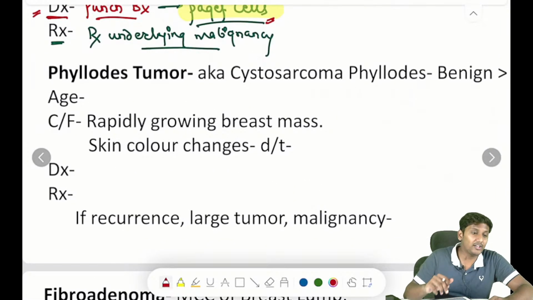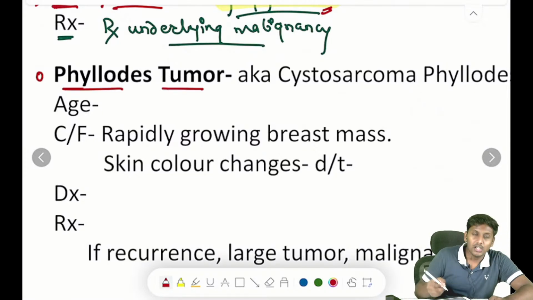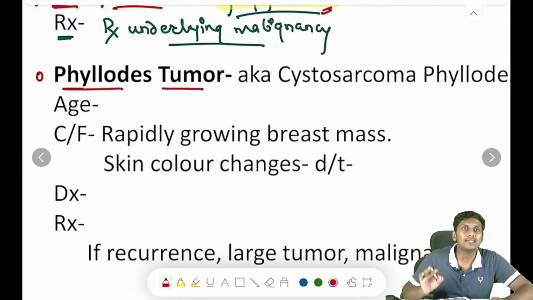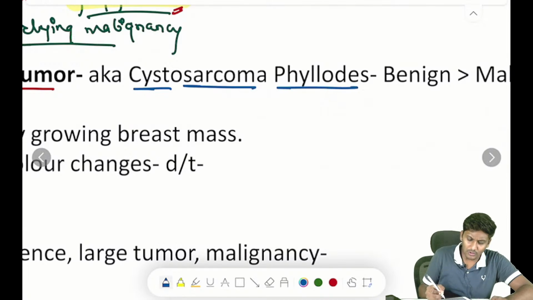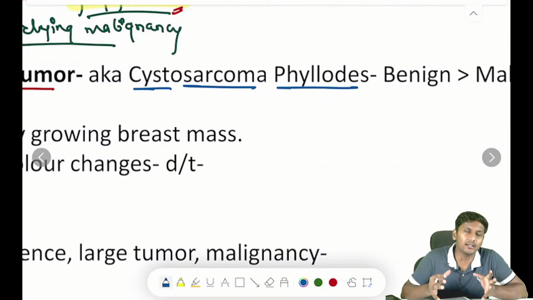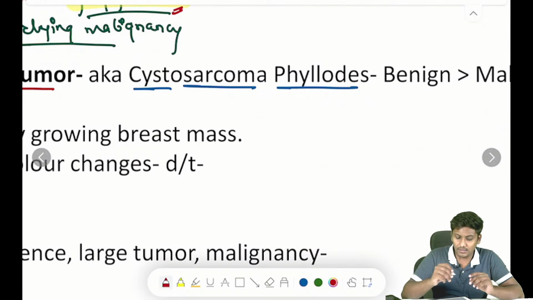Second, if I talk about the phyllodes tumor. Phyllodes tumor now. What is phyllodes tumor? Its other name is cystosarcoma phylloides. Okay? It is also known as cystosarcoma phylloides. Why is it called cystosarcoma? Cysto means sac-like. Sarcoma means a tumor or cancer which arises from the mesenchymal tissue. It is not a tumor which arises from the epithelium. It arises from the mesenchymal tissue, or the connective tissue. Therefore, it is called sarcoma. So it is known as cystosarcoma phylloides.